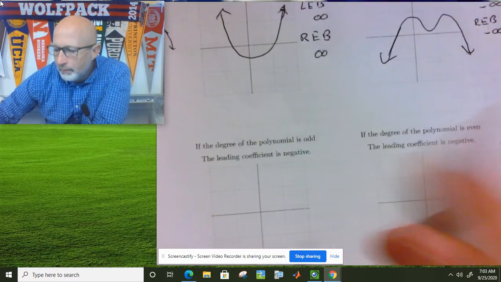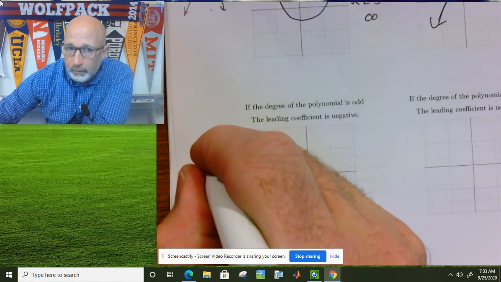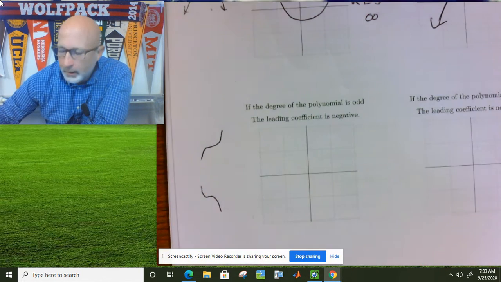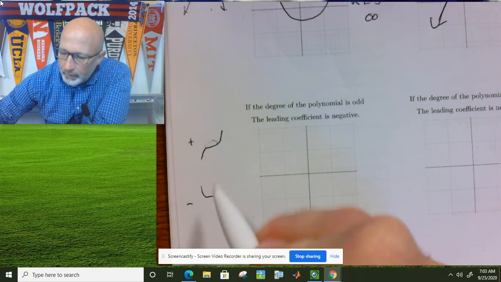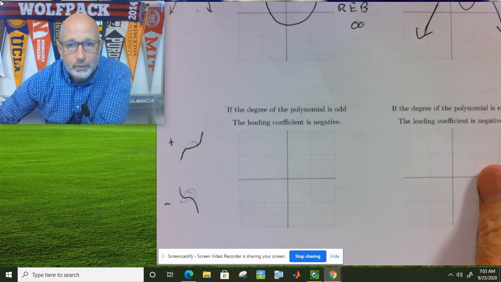Okay, what about if it's odd? If it's odd, it's going to do one of two things. It's either going to go up from left to right, or it's going to go down from left to right. Okay, this is if it's positive, that is if it's negative. I don't really know what happens in the middle here. I don't really care because I'm only worried about the end behaviors right now.